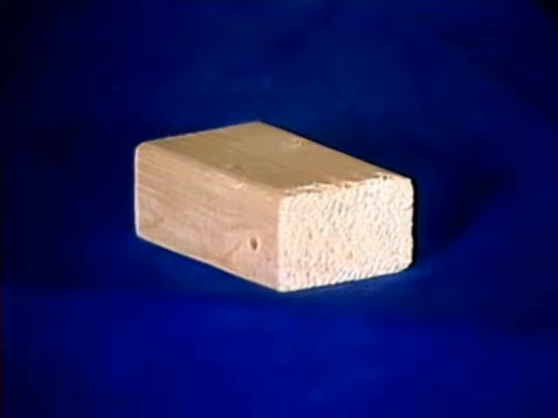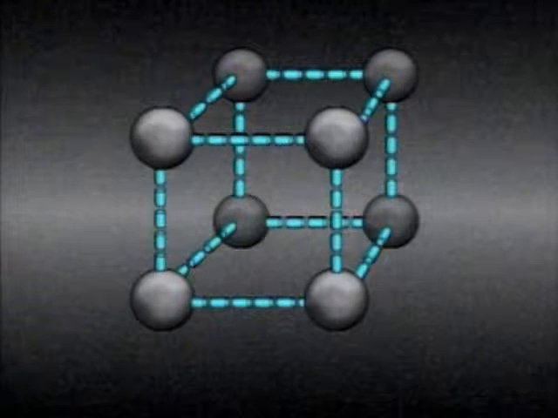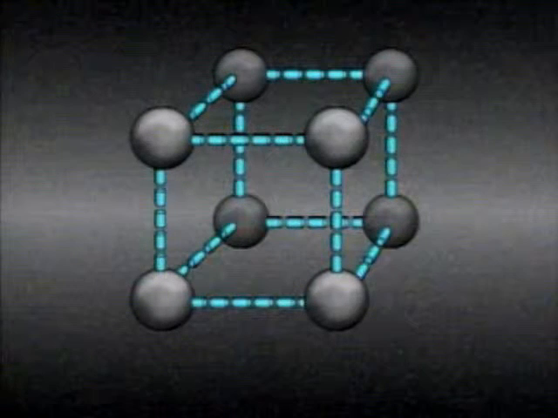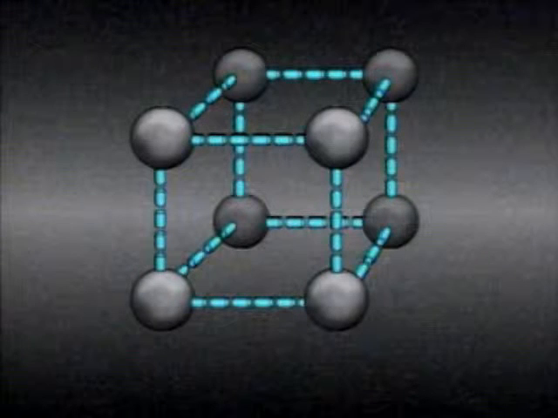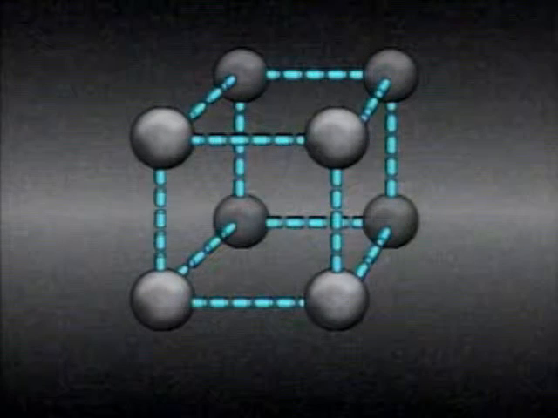We'll start with solids. As we've seen, solids have a definite shape and a definite volume. Solids retain their shape and volume because of their molecular structure. Each sphere represents a molecule. The molecules fit together in an arrangement called a lattice structure or crystal structure. This one has an orderly geometric shape.